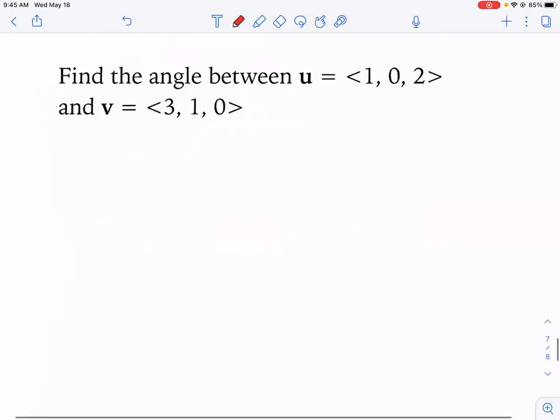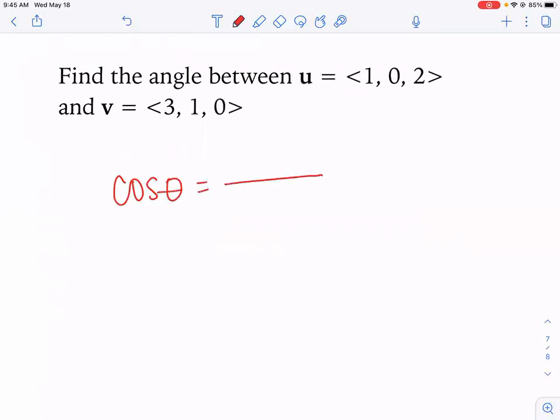Okay. So the cosine of theta. First we need the dot product. If we take 1 times 3 plus 0 times 1 plus 2 times 0, what is our dot product?